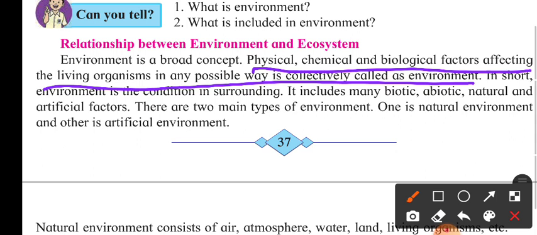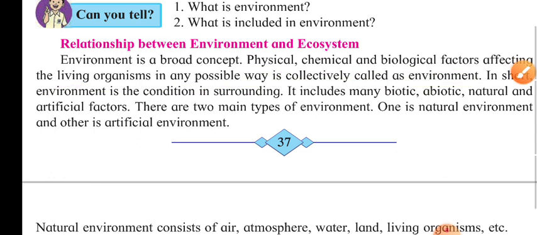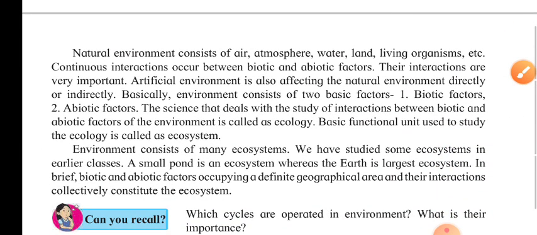There are two main types of environment. One is the natural environment, and the other is the artificial environment. The natural environment consists of air, atmosphere, all the natural things we have, and the artificial environment is nothing but the components other than natural ones, which, directly or indirectly, affect the natural environment.